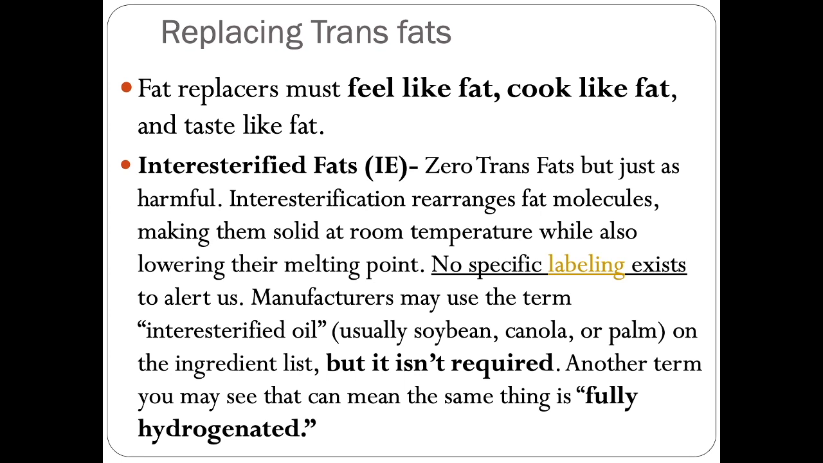The interesterification process rearranges fat molecules to make them solid at room temperature and lowers their melting point. These are new enough that there's no specific labeling to alert us, but manufacturers might call them interesterified oils or fully hydrogenated oils, but they're not actually required to tell you that they're using these things.